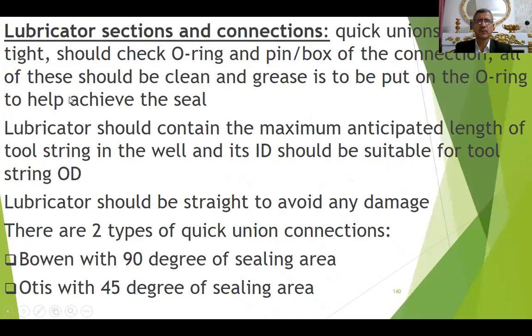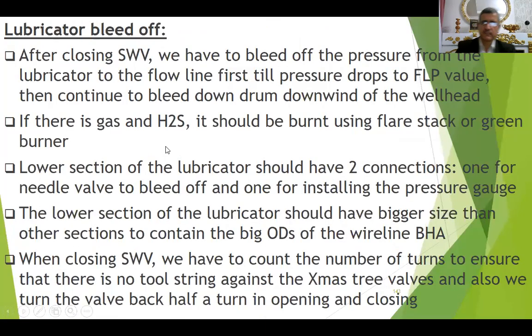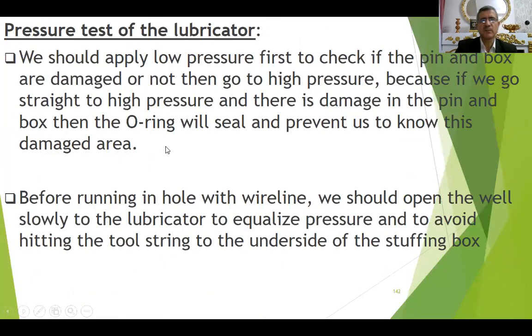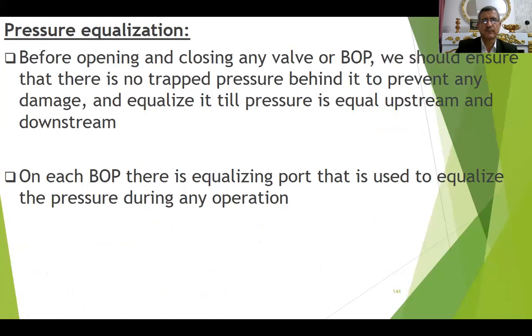Lubricator sections and connections. We will talk about lubricator. Here we have Bowen 90 degrees the sealing area, and Otis 45 degrees the sealing area. This one, sealing area, Bowen 90 degrees, and here Otis 45 degrees. Pressure test of the lubricator. How can we pressure test it? Lubricator bleed off also, a pressure equalization. There is equalizing valve on each BOP. We can equalize the pressure between above and below it.